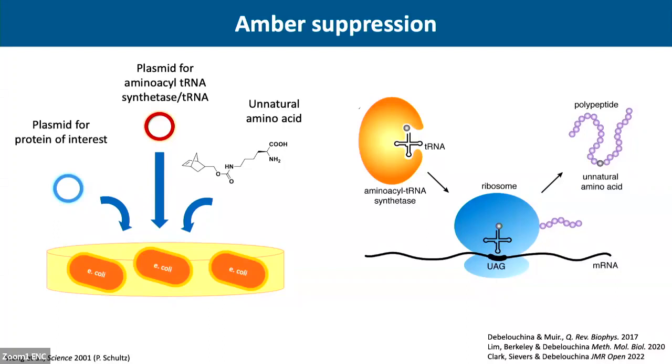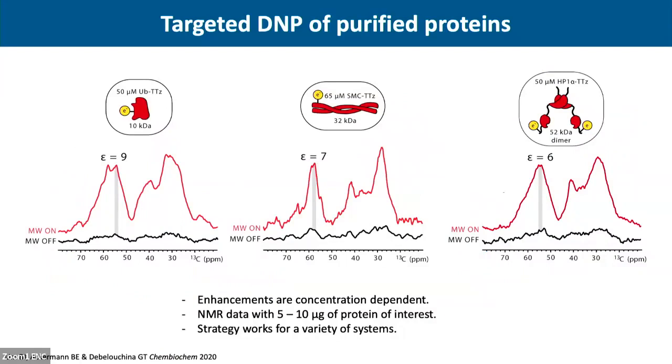So if you are ever trying this technique, a good idea is to actually try a few different locations for the unnatural amino acid. And so far, we've always been able to find a location that works well. And so we have been able to apply this to several different proteins, and these are targeted DNP spectra of 3 different proteins at concentrations of around 50 micromolar or about 5 to 10 microgram of protein.